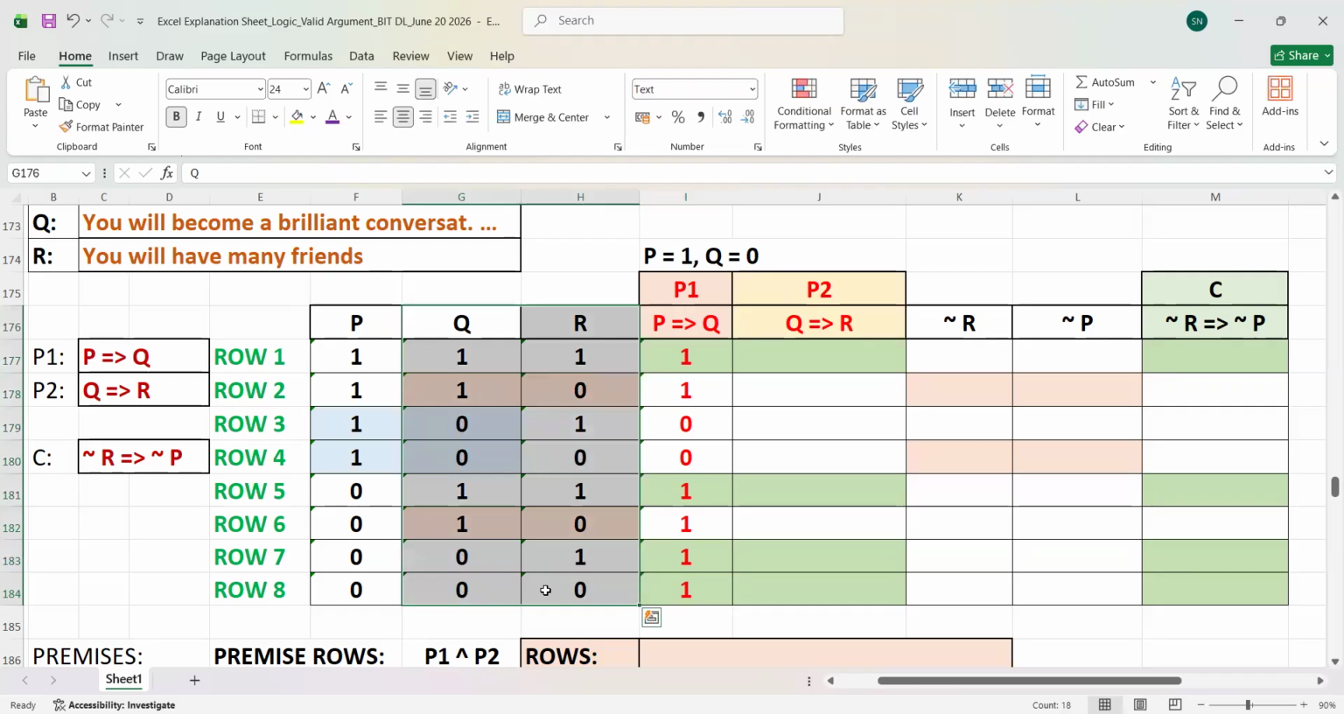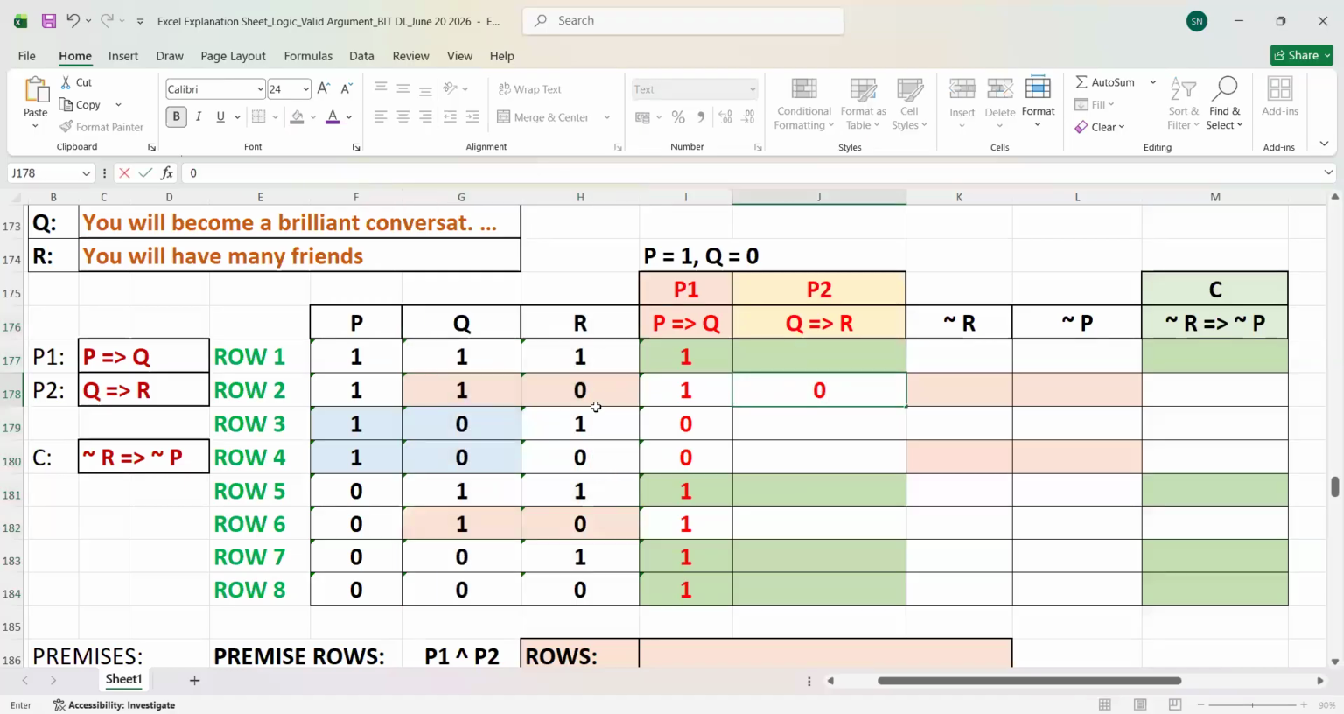Now let's do the same for Q, R. Which rows do you have Q to be true and R to be false? Row 2. And then which other row? Row 6. Great. So row 1 will be true, row 3 will be true, 4 true, 5 true, and 7 and 8 will be true. Now let's create negation of R. R is true, false, true, false. So that will be false, true, false, true, false, true, false, true. Okay, and then negation of P.